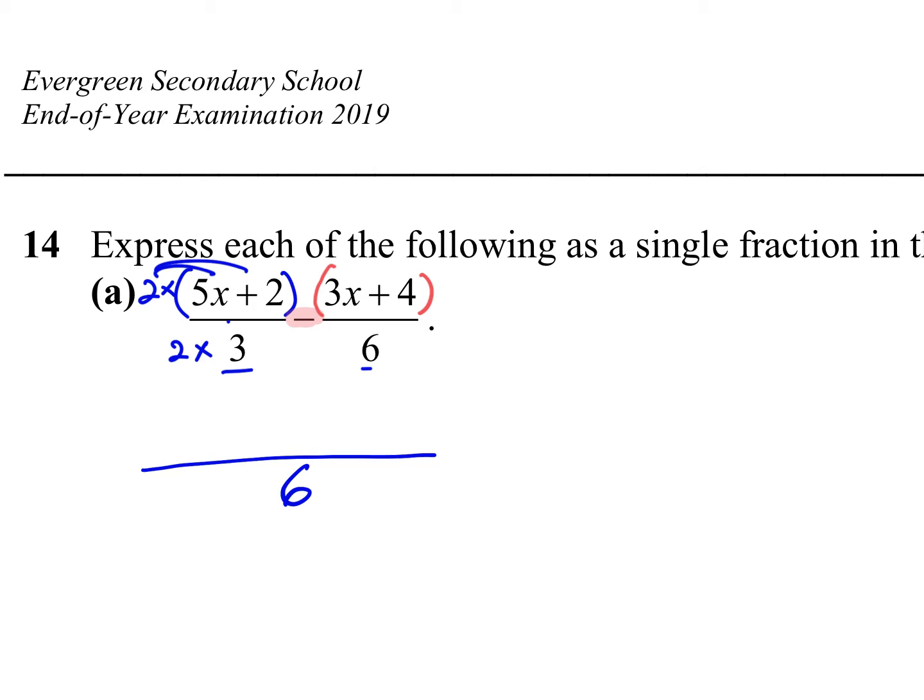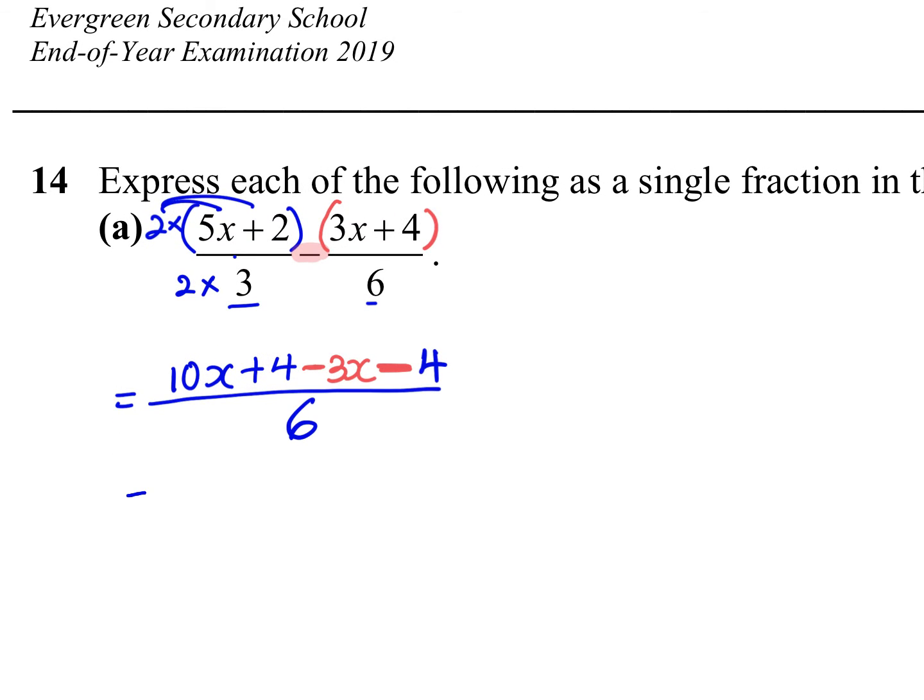This part here. 10x plus 10? 4. Gerald, continue. Minus 3x. Minus 4. Did anyone put plus 4? Then we simplify. Okay, so we get 7x. No more. 1 plus 4, 1 minus 4, no more already. So 7x only over 6 is the answer.